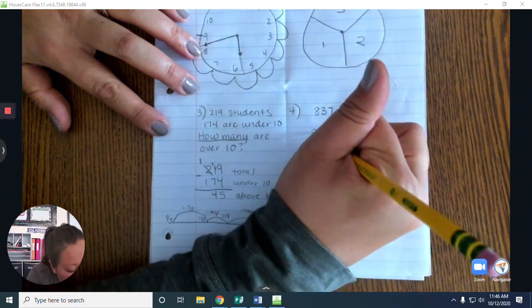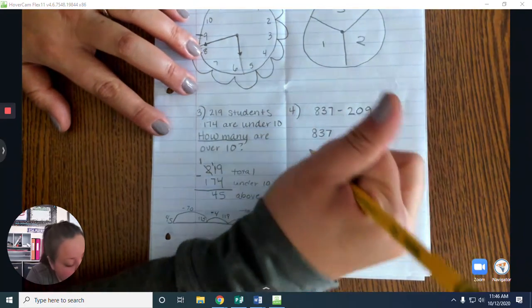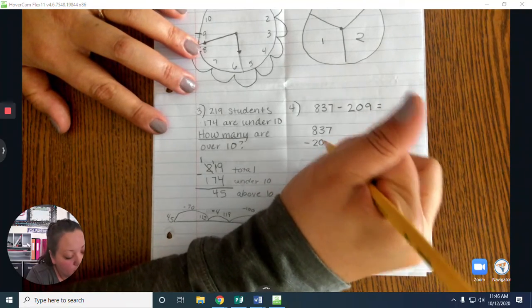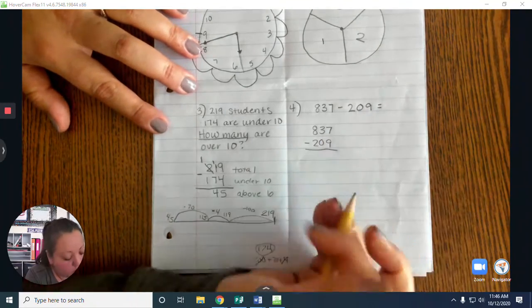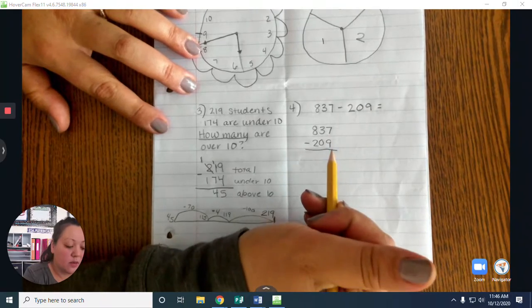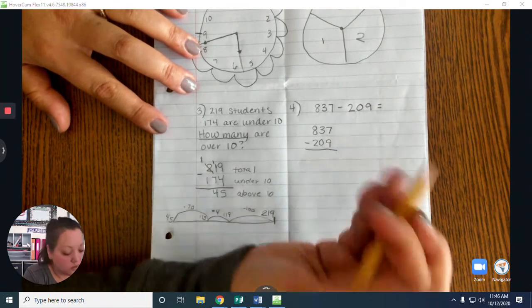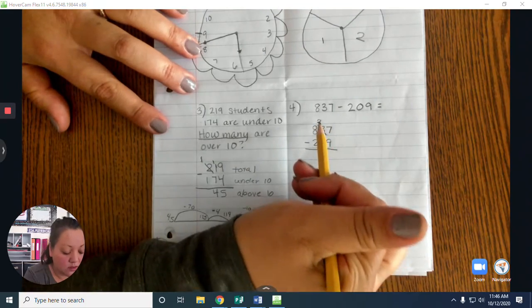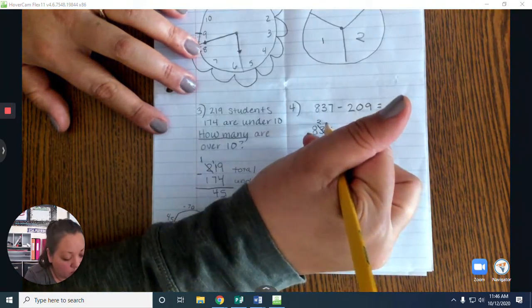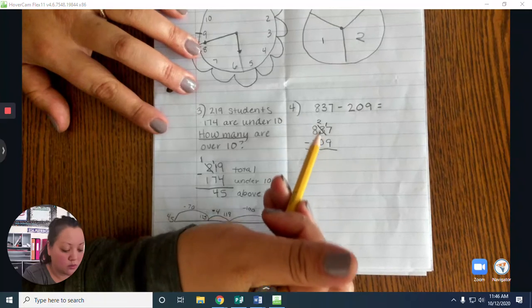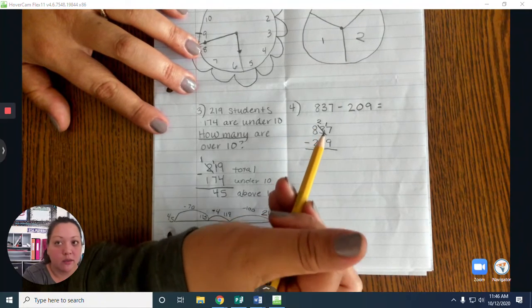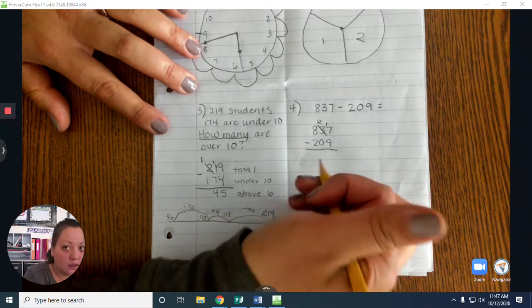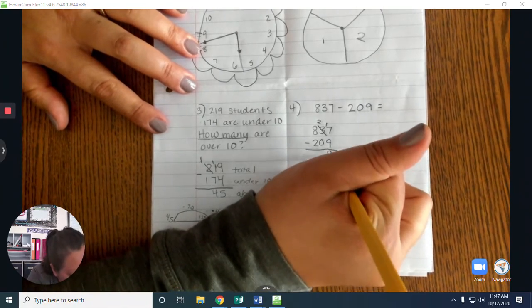So 837, I'm just going to do this one standard algorithm this time, minus 209. Okay, 7 minus 9, I can't do that, so I have to borrow from the tens, so this leaves 2 in the tens, and then I'm going to put the extra 10 right here. So see how that's 2 and 1, which would equal 3. That's where that borrowing comes from. Now 17 minus 9 is 8.